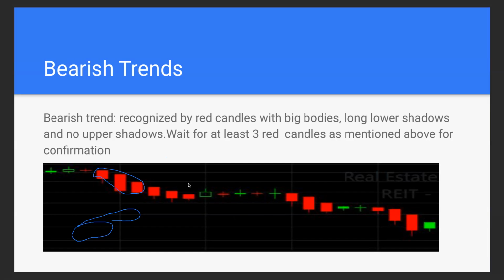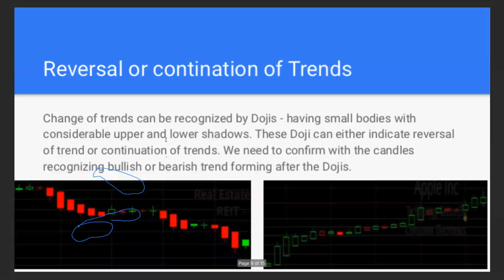So the trend has been intact. But in between, you have one green candle and the dojis and all those things. In a minute, we'll be talking about what doji means, but you can see that the trend is continuing here until you see the bullish trend happening, right? So that is what it is. Now let's go to the next slide.